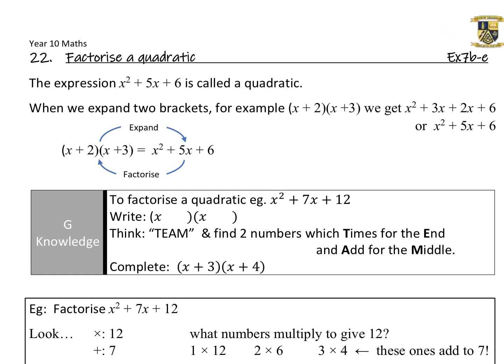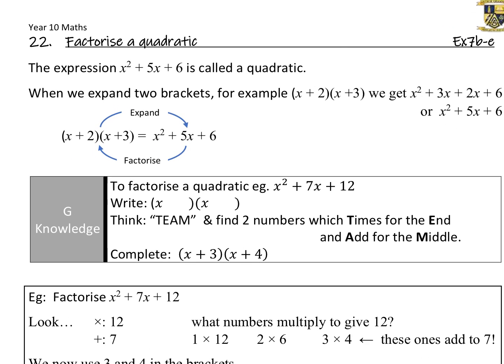So what is factorising quadratics? What even is a quadratic? Well, the expression x squared plus 5x plus 6 is called a quadratic. It's where the highest power of x is a 2, or squared. If it went up to x cubed, it would be called a cubic, and if the x squared wasn't there at all, it would just be linear.